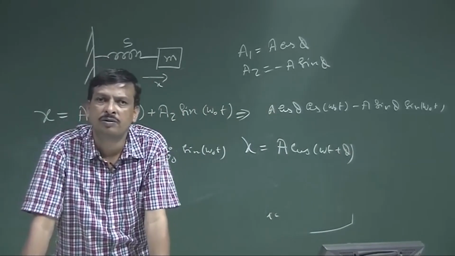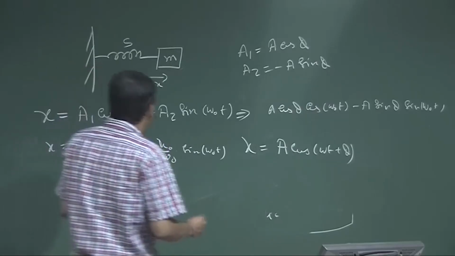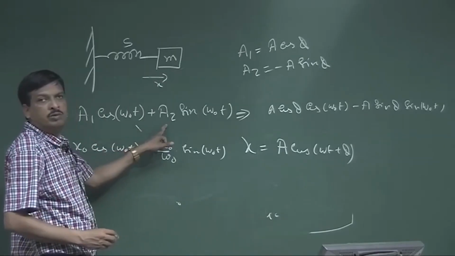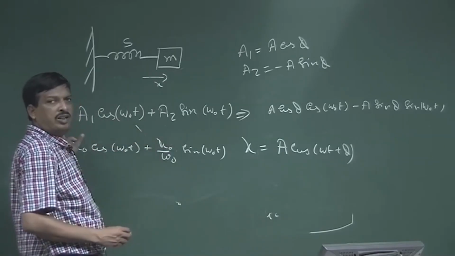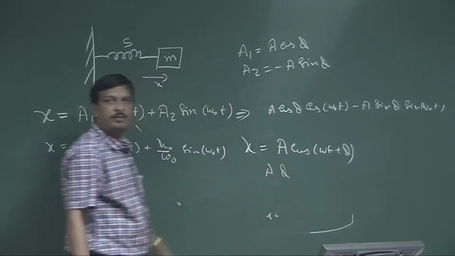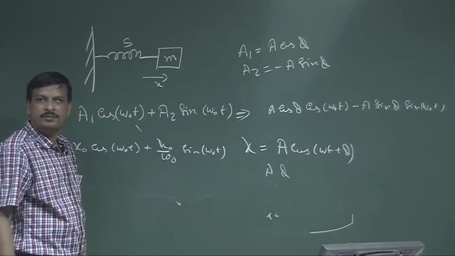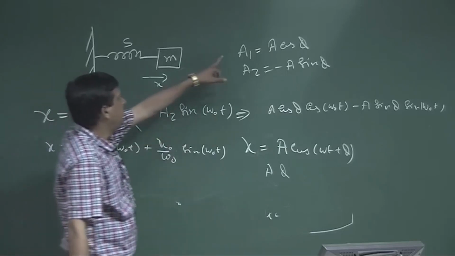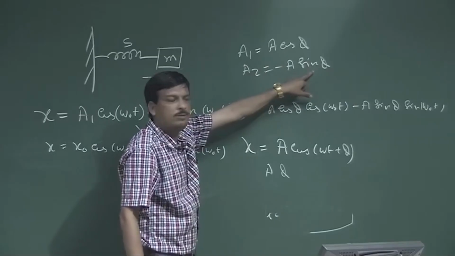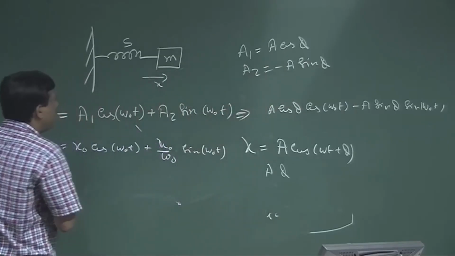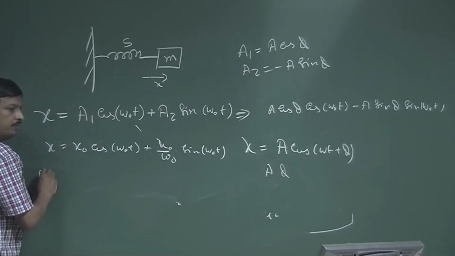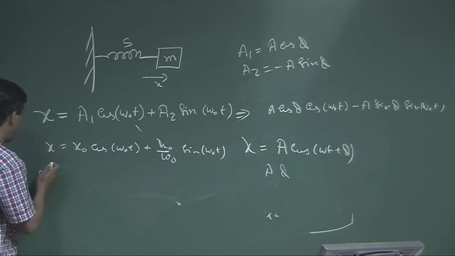Now, from the initial condition I know the value of A1 and A2. With the same initial condition I should get the value of A and phi. Now, A1 and A2 are A cos phi and A sin phi. What is x0? If I take the square, I say A1 square.